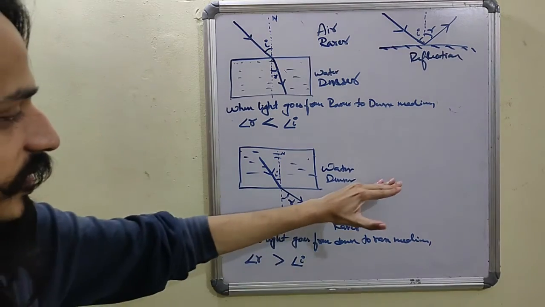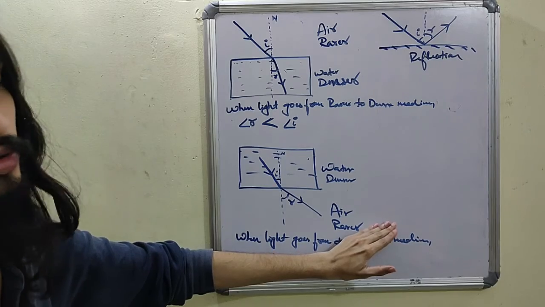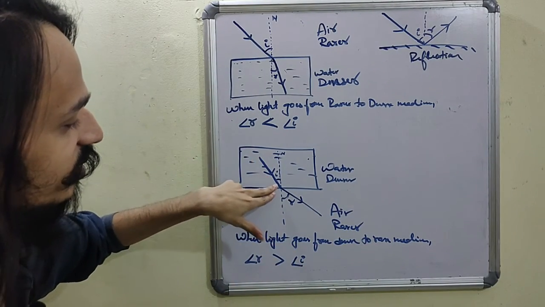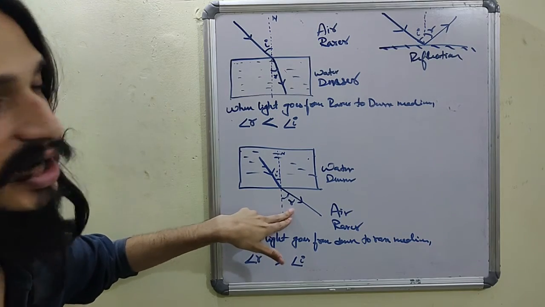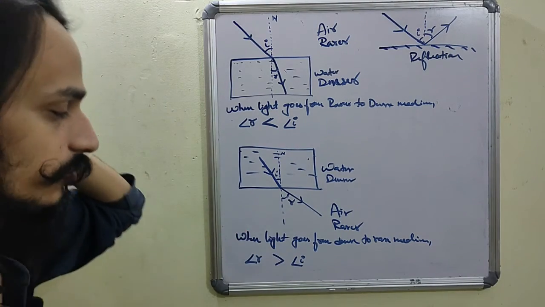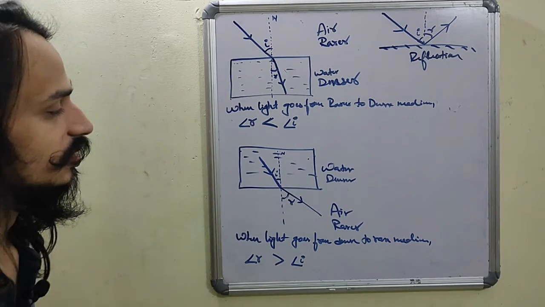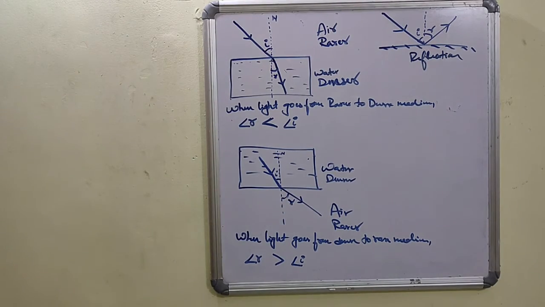If it's going from dense medium to rare medium, like water to air, the opposite will happen. The angle of incidence is less, angle of refraction is more, which means the light is moving away from this normal line.